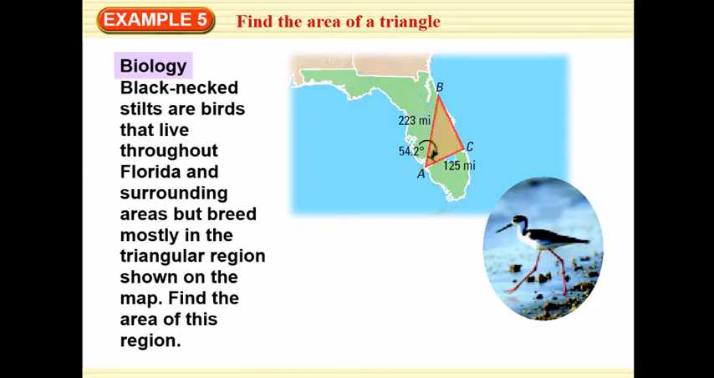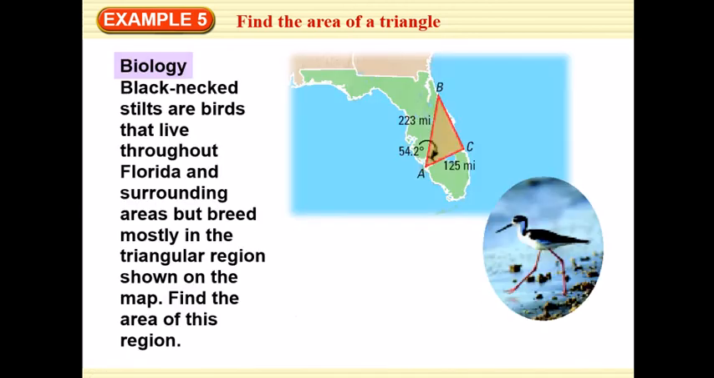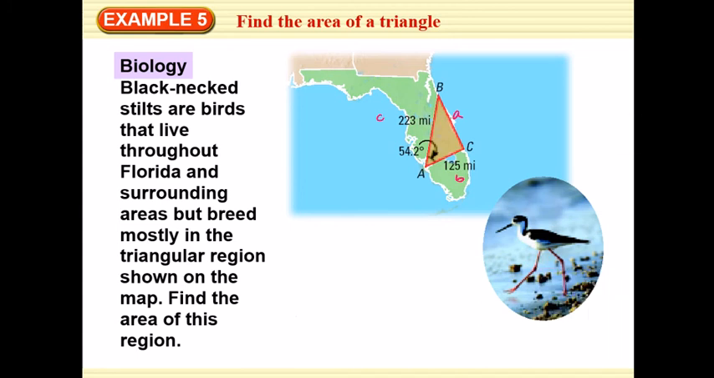Alright, biology. Black-necked stilts are birds that live throughout Florida and surrounding areas, but breed mostly in the triangular region shown on the map. Find the area of this region. So, the area of this region, I have my lovely triangle set up here with A, B, and C. So, this is going to be little a, little c, little b. I do have sides B and C, and I have the included angle A.